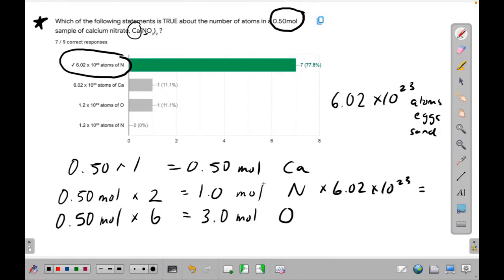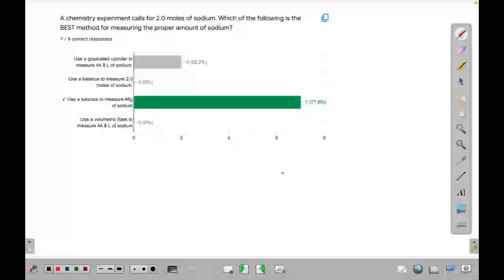All right, so the second question was: a chemistry experiment calls for 2 moles of sodium. Which of the following is the best method of measuring the proper amount of sodium?